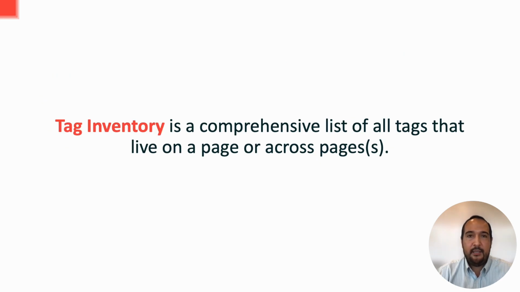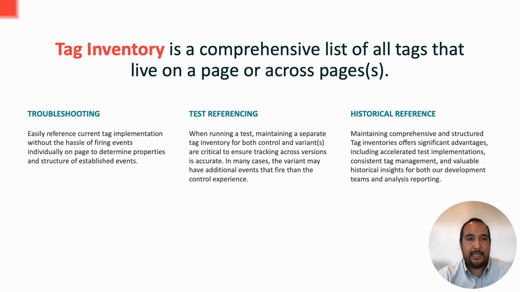In the same way, it is highly recommended to maintain tag inventories. Tag inventories are a comprehensive list of all tags that live on a page or across pages, and they should always be maintained for a variety of different purposes. It's highly recommended to maintain your own individual tag inventory for the tests you're running. This allows you to better troubleshoot, reference the current tests you're running, and provides a historical reference in case you want to run tests in the future and compare them to tests in the past.